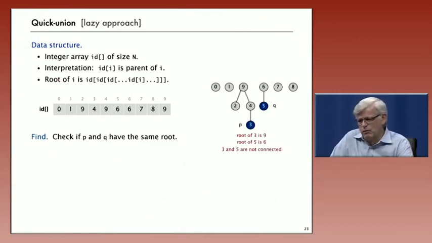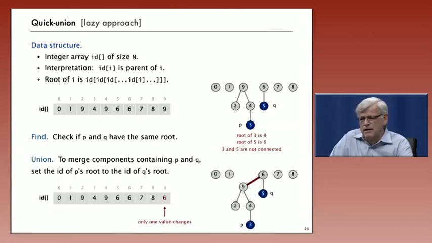Now, once we can calculate these roots, then we can implement the find operation just by checking whether the two items that we're supposed to check whether they're connected, whether they have the same root. That's equivalent to saying, are they in the same connected component? So that's some work going to find the roots of each item, but the union operation is very easy. To merge components containing two different items, all we do is set the ID of P's root to the ID of Q's root. That's make P's tree point to Q.